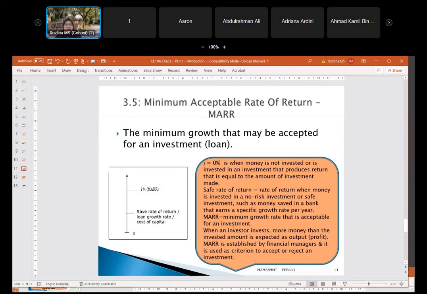Okay, MARR is the minimum growth rate that is acceptable for an investment. When an investor invests, more money than the invested amount is expected as output. MARR is established by financial managers, and it is used as a criterion to accept or reject an investment. So that means you will be given some examples where the MARR percentage is different from one project to another. So you have to compare and then make your decision.